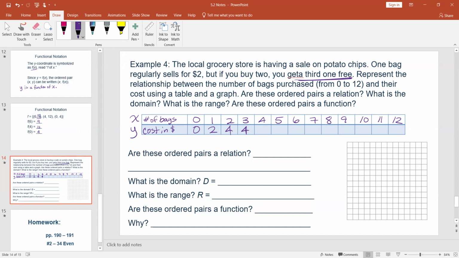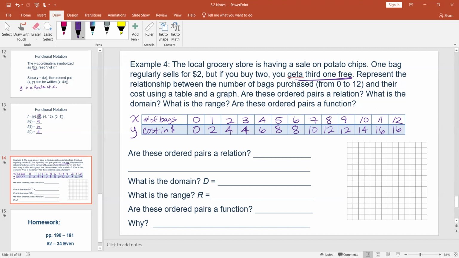Now let's keep going. If I buy a fourth, I'm going to have to pay $2 more for it. So that's $6. 5, that's $2 more, $8. 6, I get another free one, still $8. Okay, 7 I'm paying for. 8 I'm paying for. 9, that's my third, free. So I get 9 bags of chips for $12. All right, I buy 10, I have to pay another $2. Paying again for 11, but the 12th bag is still free.